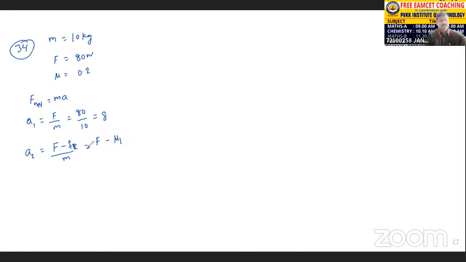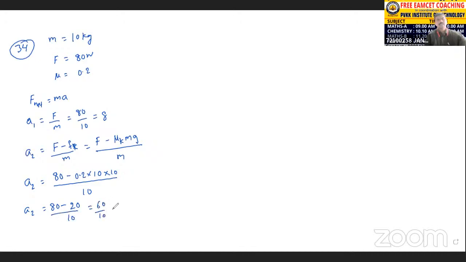Kinetic friction is mu K into mg by M. With friction, F is 80 minus mu K value 0.2 into M 10 into G value 10, by 10. So A2 is equal to 80 minus 10 into 10, 100, 100 into 0.2, 20, by 10. So this is 60 by 10, which represents 6.